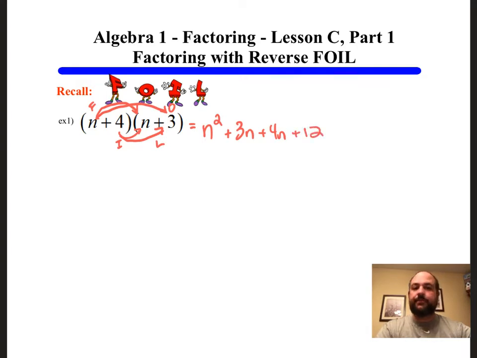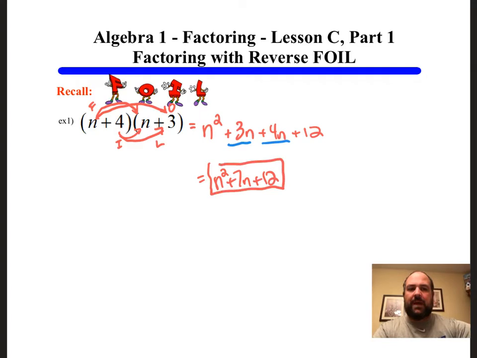And then the last thing that we would do, anytime we FOIL, is double check and see, is there anything that can be combined or simplified? In this case, the outside and the inside multiplications are like terms, 3n plus 4n. So we would simplify this to n squared plus 7n plus 12. And that's our basic process of FOIL.